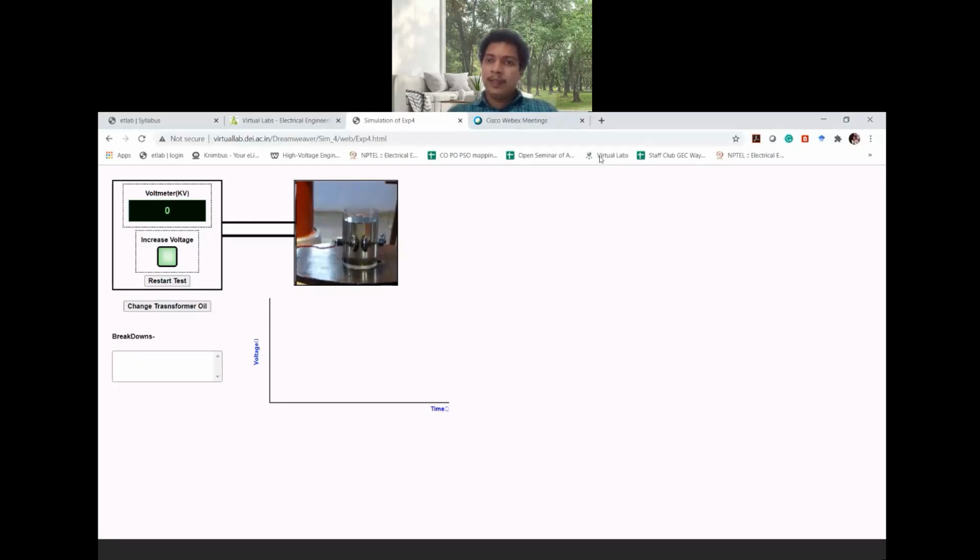So when you click that, you will come to this particular simulation window. Here you can see different things. This image shows your transformer oil, where two wires are connected to the high voltage transformer. On the other part, you can see a voltmeter that will show the voltage reading. Using this green button, we can increase our voltage to the breakdown voltage. And the graph between voltage and time will show the way your voltage is getting applied.